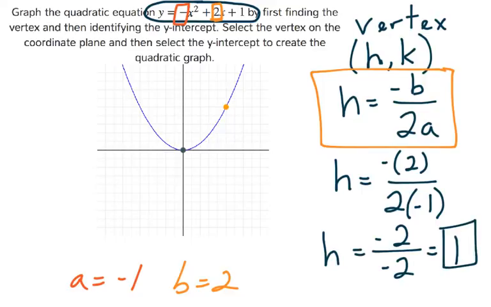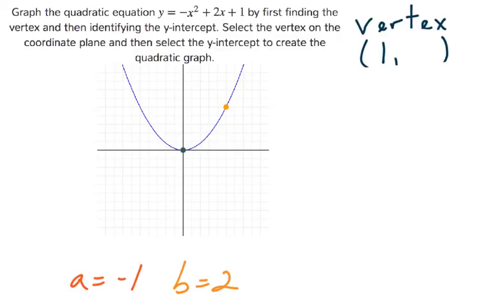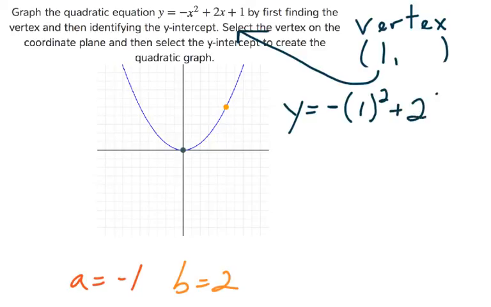So I found the x-coordinate of my vertex. I'm going to replace that with 1 right up here. So for the vertex, I'm going to write this as 1, comma, and then I don't know what the k is yet, but I can find that by plugging what I know as the x value back into my actual equation. So let's solve that. y equals negative x, so negative 1 squared, plus 2 times 1 as my x, plus 1.